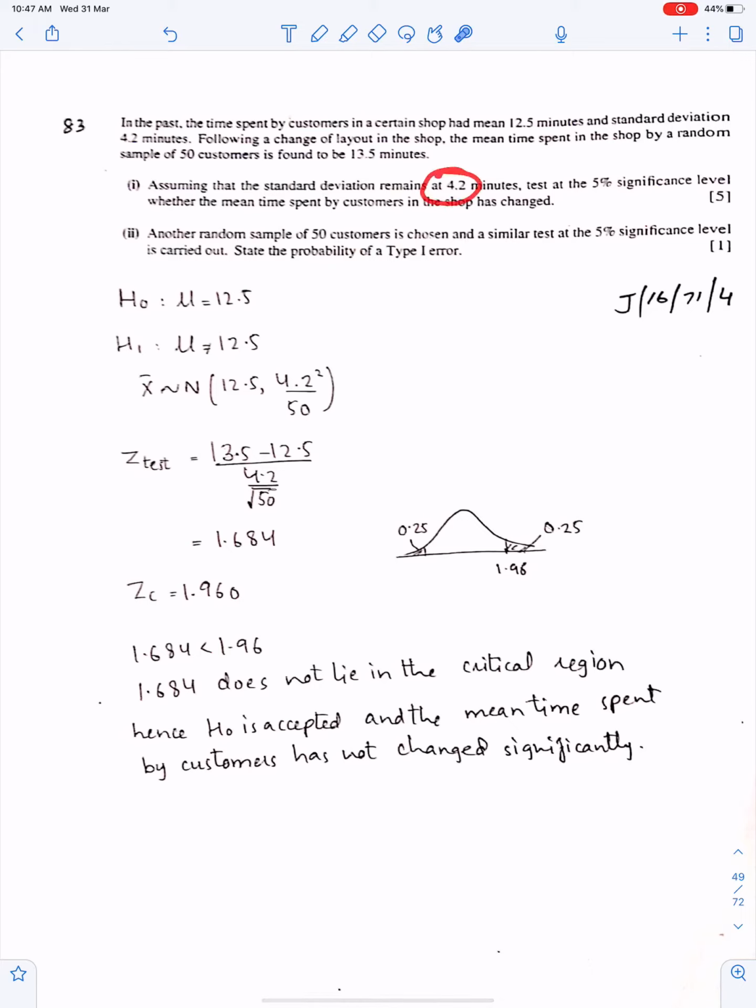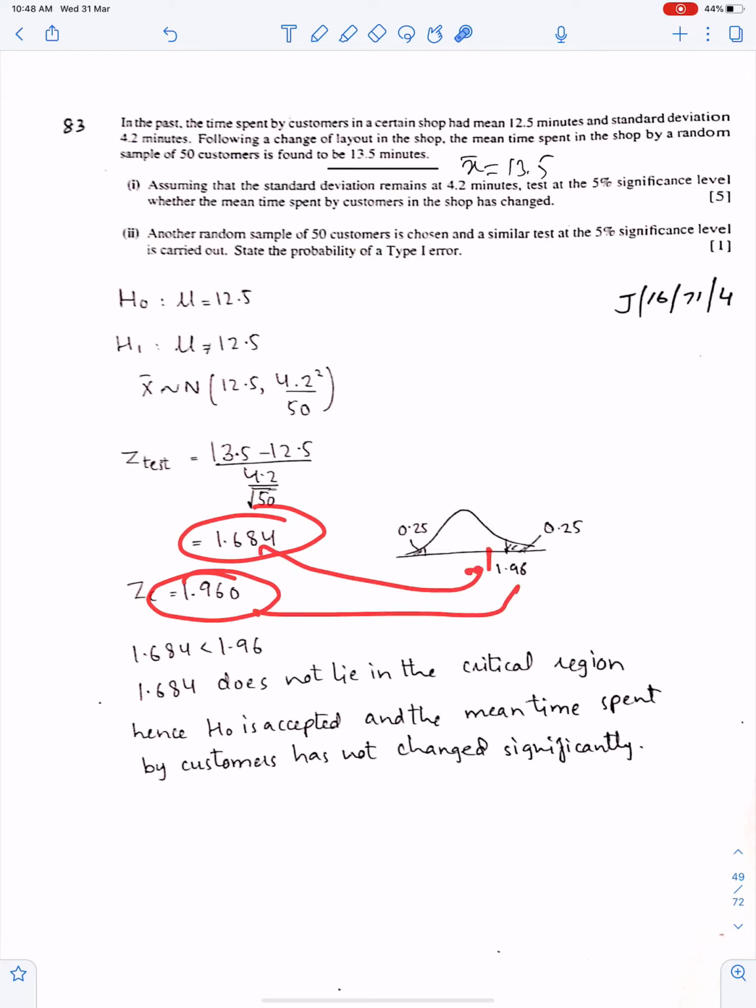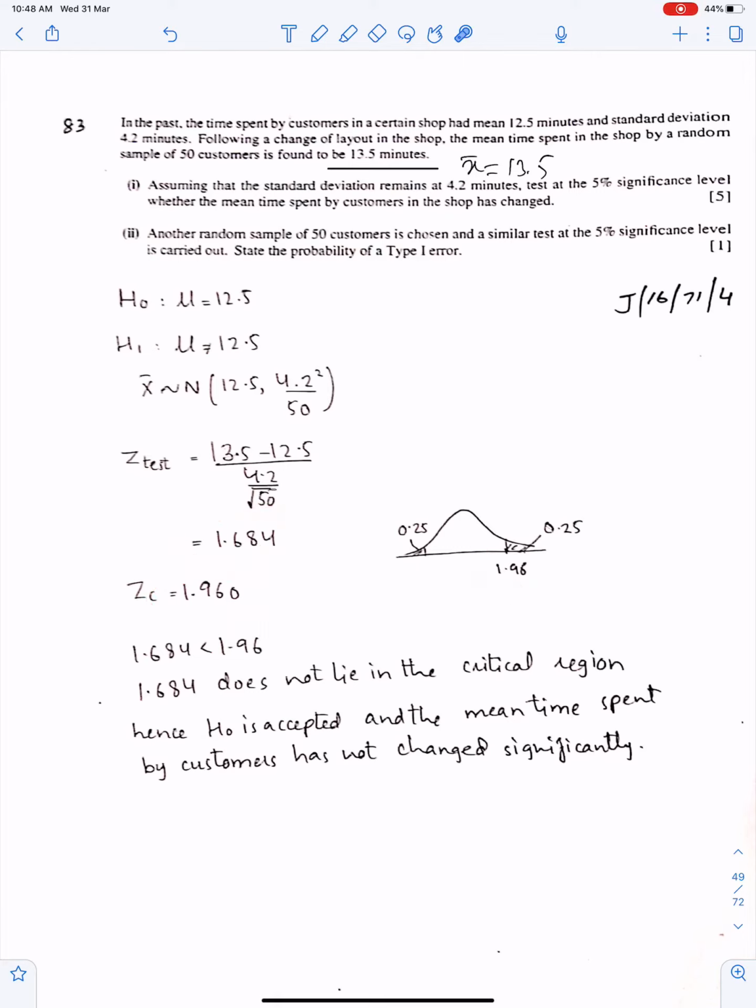Assuming that the standard deviation remains same, this is the assumption we always use in the testing. Whenever we use the same standard deviation, here we assume that the standard deviation is unchanged. So we just need to check whether this 13.5 lies in critical or not. This is the test value. Well, 1.684 and this is 1.960 critical region. This value is here. So we have to accept H naught and we have to conclude that mu has not changed.